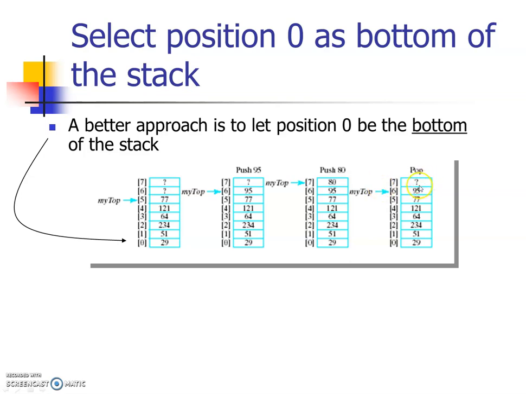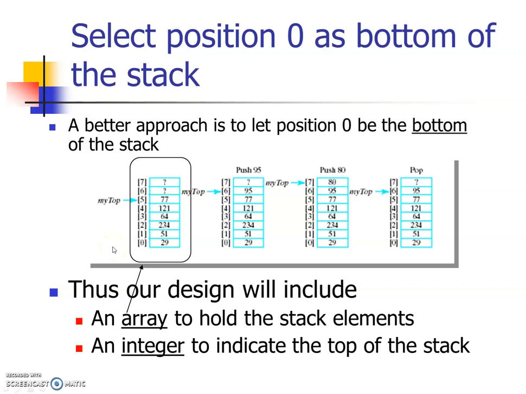The only cost, and this is minimum cost, the only cost of this implementation is that you need to create a variable to keep track of where your top is. Because it's no longer that your top is at the index of 0. Now index 0 means the very bottom item that you have. So that is the cost, which is one integer variable. That's it. So to design this, we're including an array to hold the stack elements and an integer to indicate where the top of the stack is.